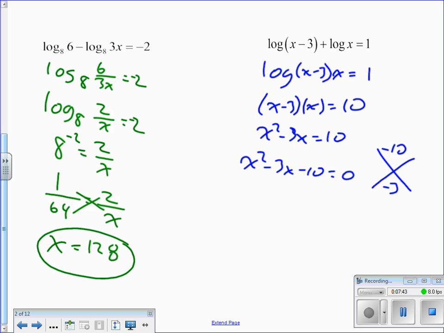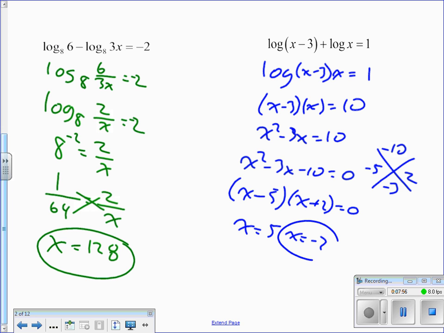Yeah, 5 and 2, negative 5, positive 2. X minus 5, x plus 2 is equal to 0, which means x equals 5 and x equals negative 2.